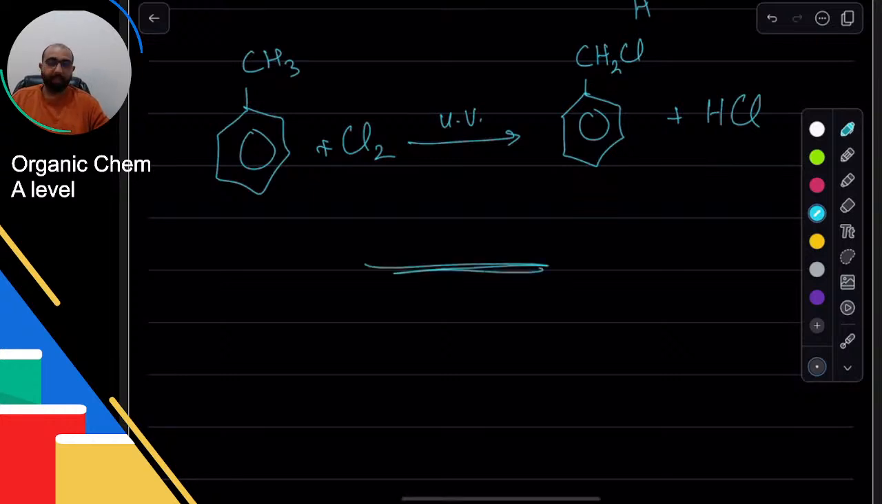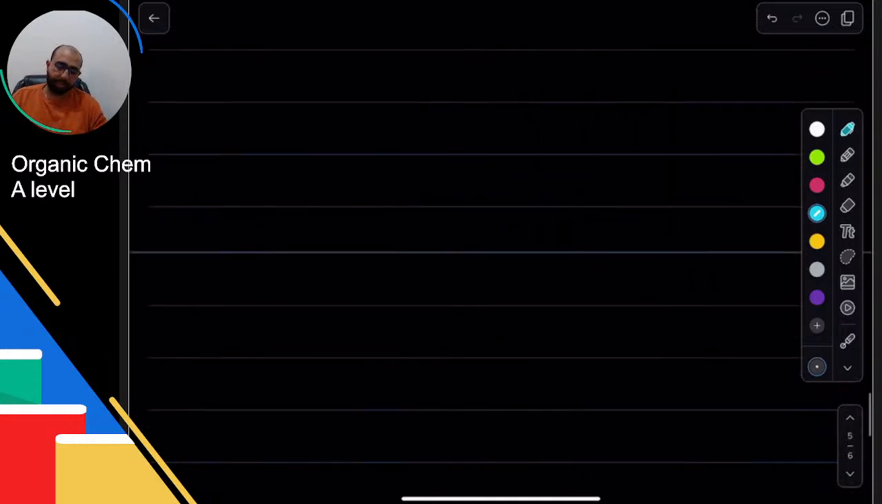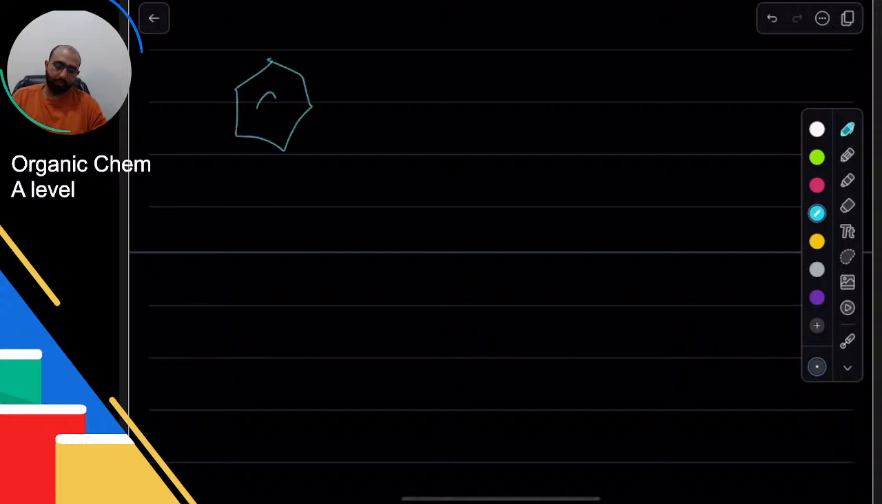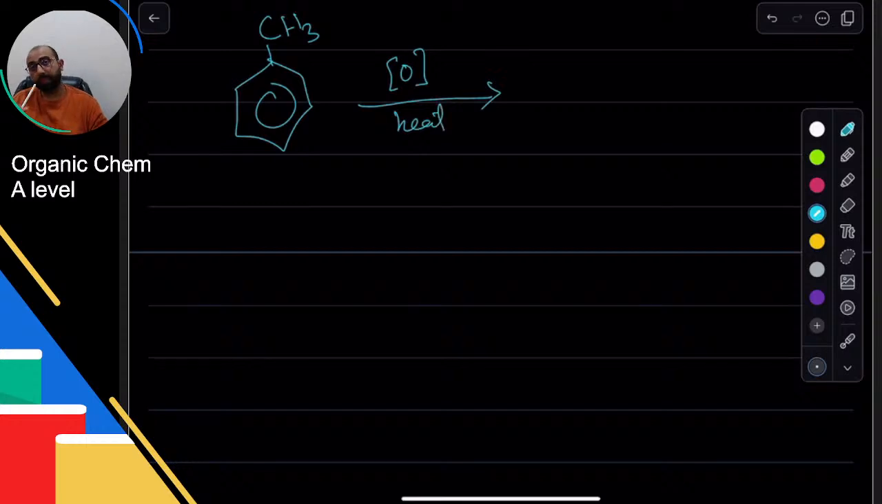Second, and this is again a very, very important reaction. You have to listen to this carefully. What if I want to oxidize this one? How will this methyl benzene get oxidized? So I need KMnO4. I'm going to just write that, and this is high temperature. It can oxidize the carbon that's directly attached to the ring. Okay, that's important. The carbon that is directly attached to the ring.